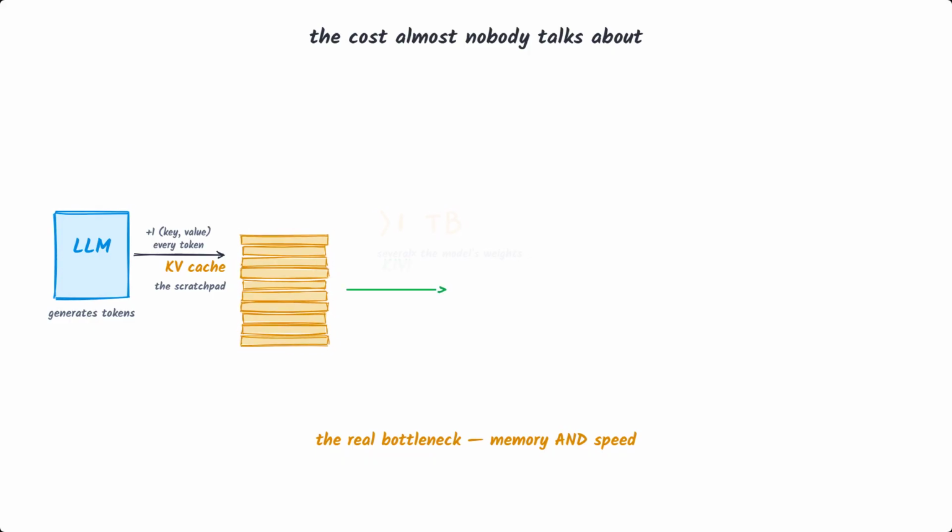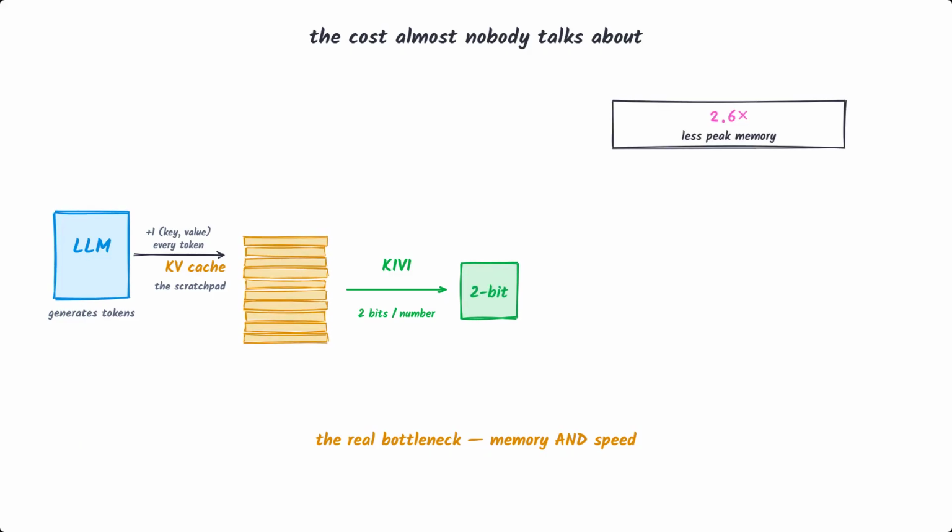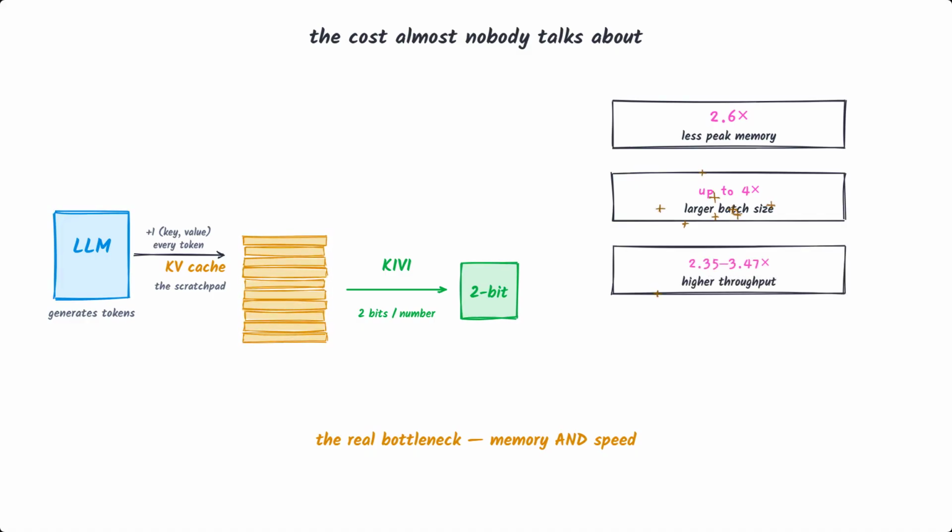KIVI squeezes it down to just 2 bits per number, about 2.6 times less memory, up to 4 times the batch size, and 2 to 3.5 times more throughput, with almost no loss in quality.